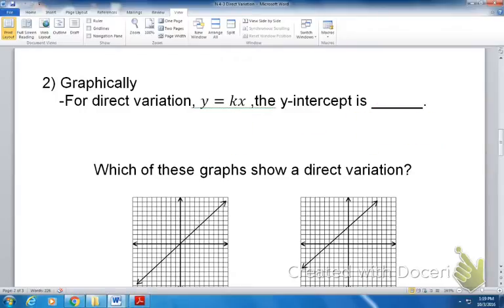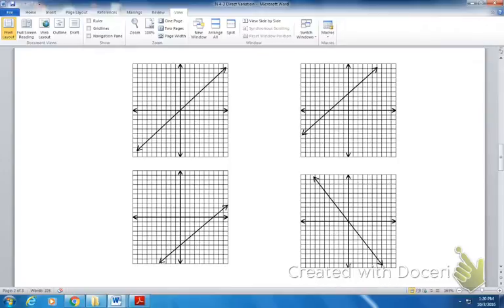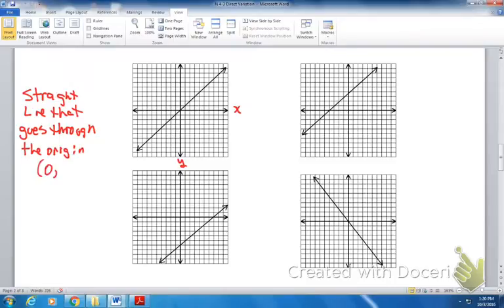So let's look at a few graphs. It says, which of these graphs shows a direct variation? Well, guys, it said the y-intercept. Sorry about that. It says that the y-intercept is 0. Well, guys, this is your x-axis, this is your y-axis. So if we're looking for something that has a y-intercept of 0, it needs to be a straight line that goes through the origin. And these are really easy to pick out. Remember, the origin is (0, 0).